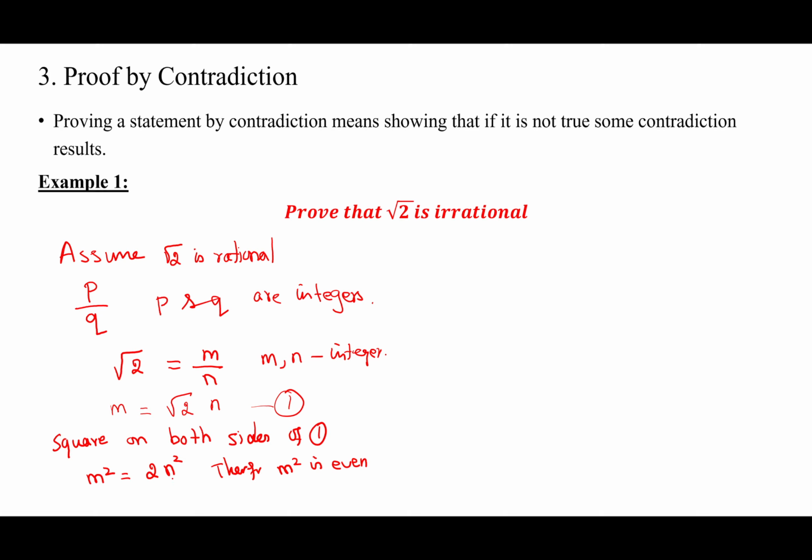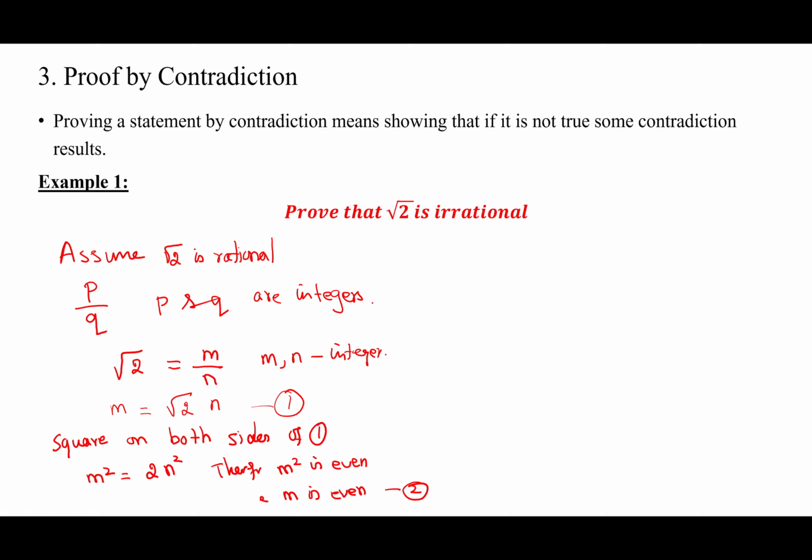For example, if the n value is 3, 3 square is 9, and 9 into 2 is 18, which is even. Otherwise, we can take the n value as 5. 5 square is 25, and 25 into 2 is even. So m square is even. Hence m is also even. So this is the second statement here.